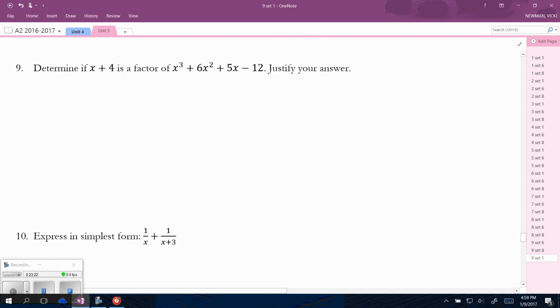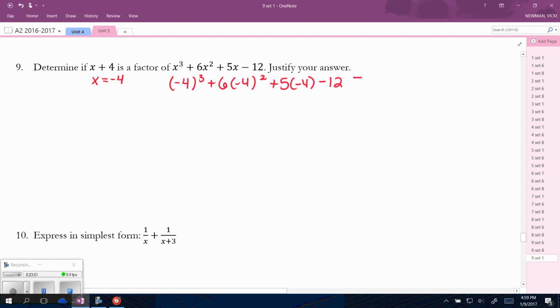Okay. Number 9, determine if x plus 4 is a factor of this function. Justify your answer. There are 2 ways to do this. You can use the remainder theorem, or you can actually do long division. If you use the remainder theorem, then you say that x equals negative 4, and you plug that in here. So negative 4 cubed plus 6 times negative 4 squared plus 5 times negative 4 minus 12 equals. You figure out what that is. If it is a factor, then you'll get 0, because that means it's a root. If you don't get 0, if you get a number, then that means if you did the long division, you would have that as a remainder.